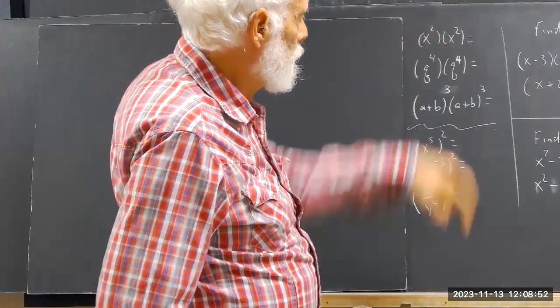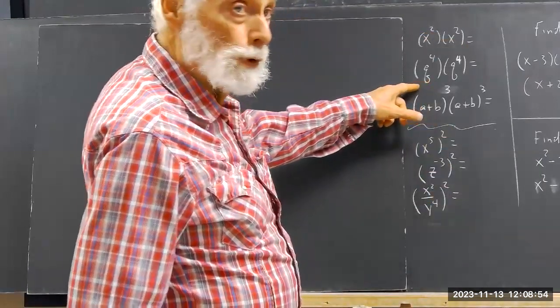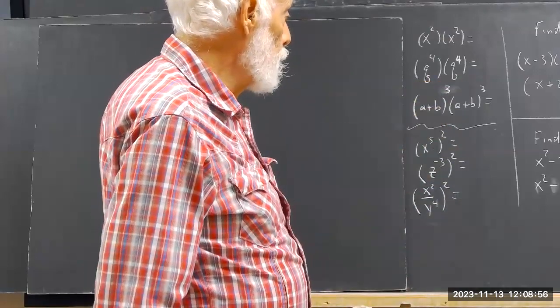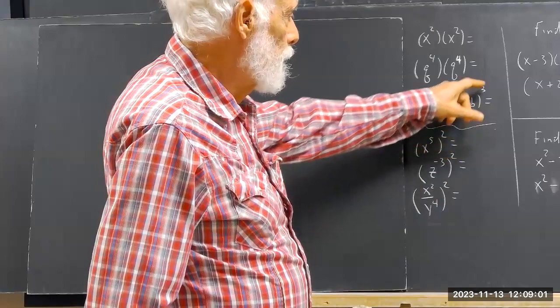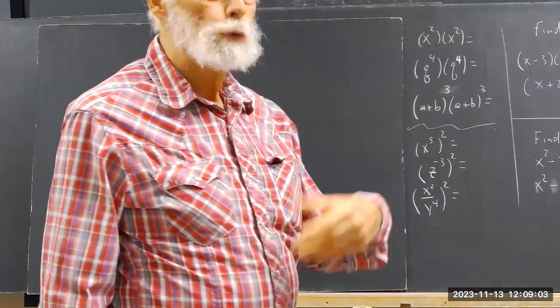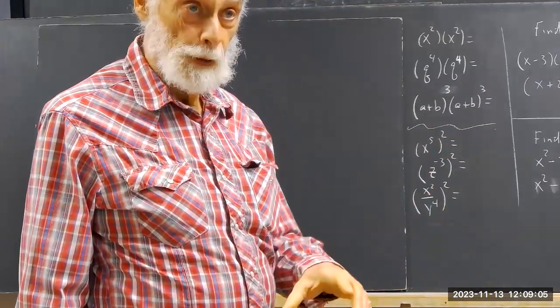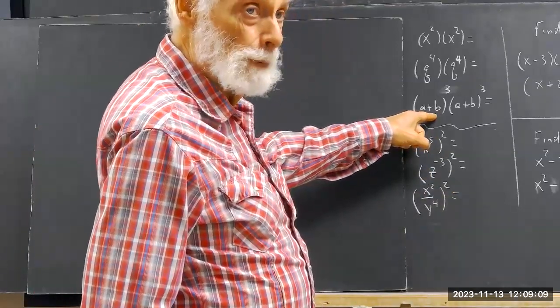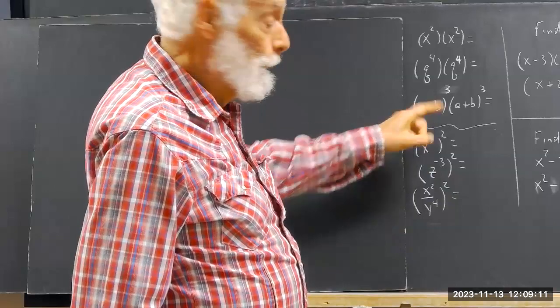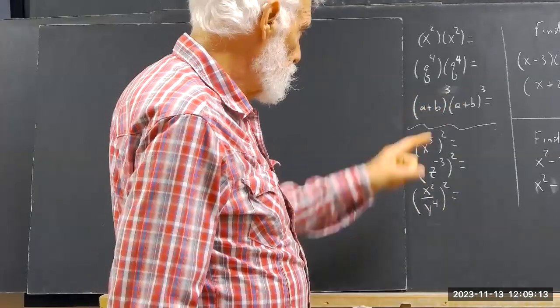So what's x squared times x squared? What's q to the fourth times q to the fourth? What's a plus b cubed multiplied by a plus b cubed? What do the rules of exponents tell you for each one of these? Doesn't mean you got to multiply out the cube of a plus b. Okay, just use the rules of exponents and see what you get.